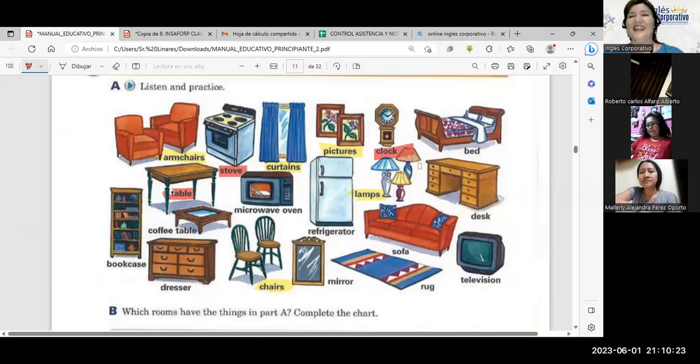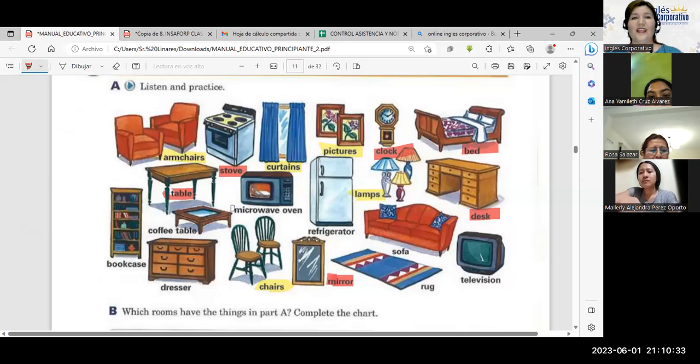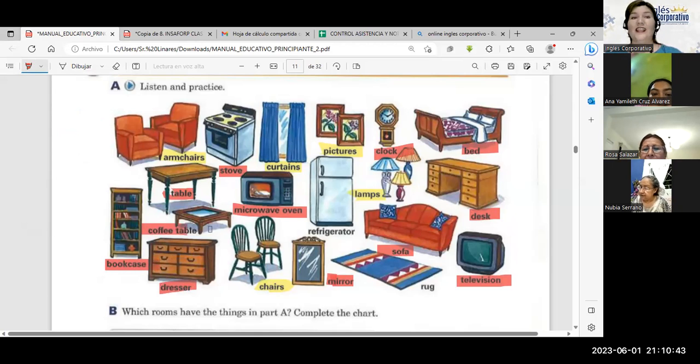The stove, the clock, the bed, the desk, the mirror, the stove, the microwave, the dresser, coffee table, the refrigerator, the bed, and the rug. So if I ask you, for example, about the plural things here, you are going to tell me, teacher, there are armchairs, there are curtains, there are pictures, there are lamps. There are is for plurals.